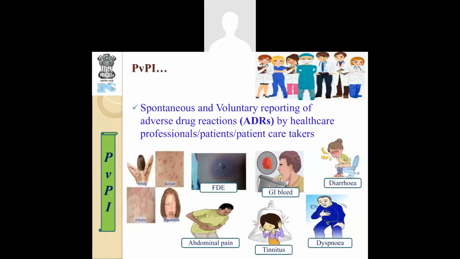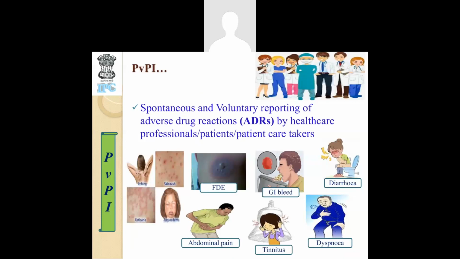So what does this Pharmacovigilance Program of India mainly deal with? It deals with spontaneous and voluntary reporting of adverse drug reactions by healthcare professionals. Not only by healthcare professionals, patients or patient caretakers can also report the adverse drug reactions. Here I have shown you only a few examples.